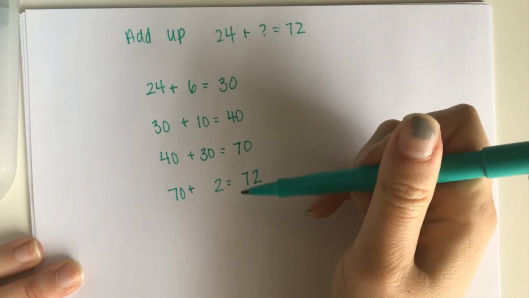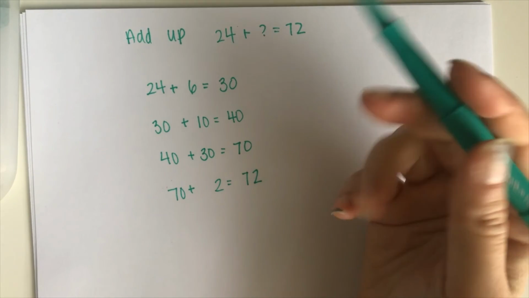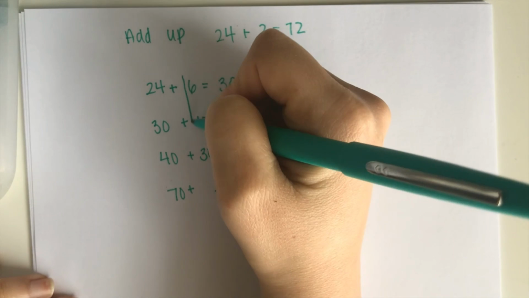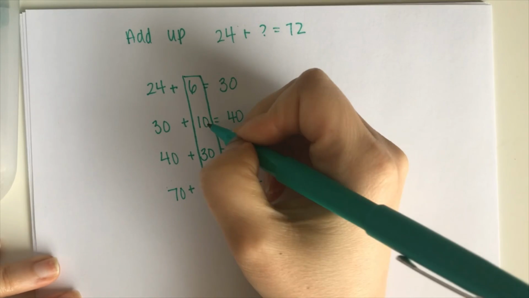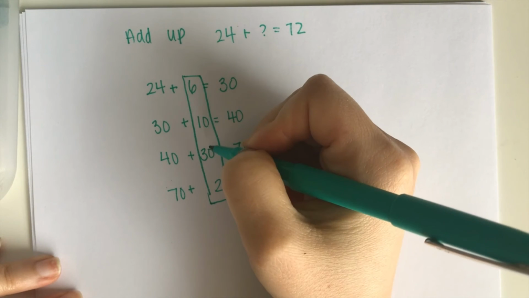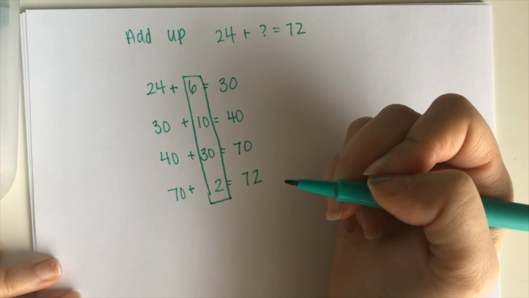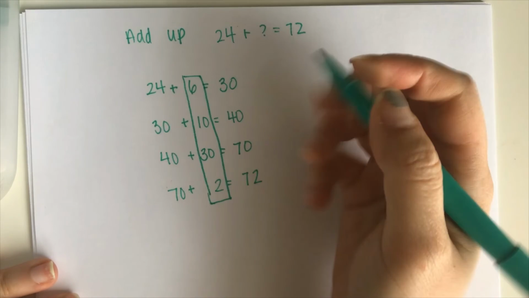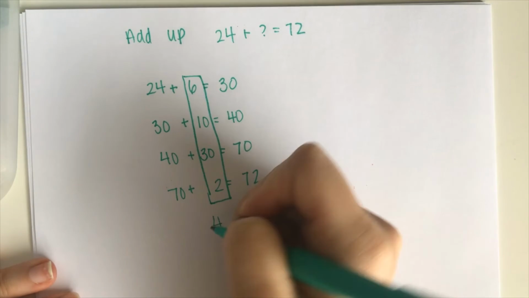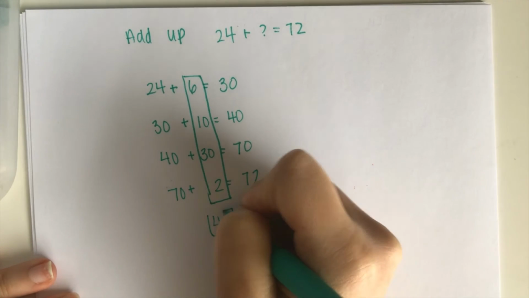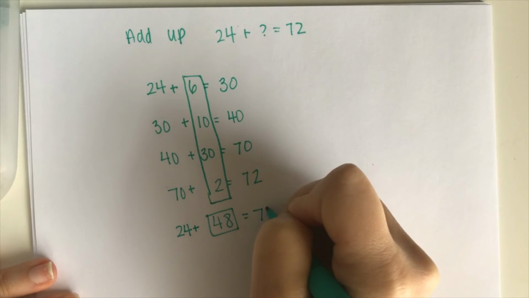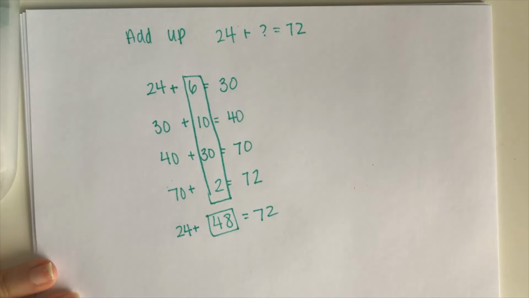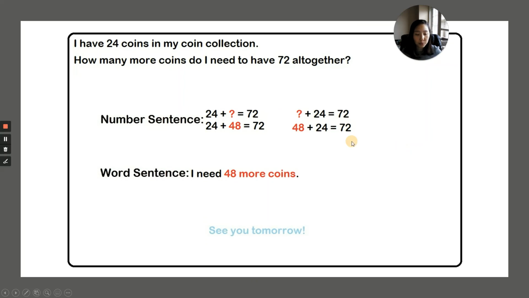Now you have a series of number sentences. What you need to do is take all these middle numbers and add them together. So I'm going to do my tens first. 30 and 10 is a 40, and then 6 and 2. So 40, 6 plus 2 is 8. So you get 48. What you did was 24 plus 48, and you got 72.